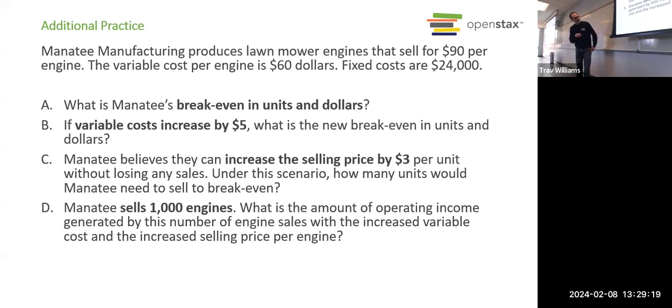And then if they sold 1,000 engines at that $93 sales price and $65 variable cost, $28 contribution margin per unit, then what would be their profit? So that's what you need to try to figure out. Any questions? Okay, so go ahead and work on that and let's see what y'all come up with.